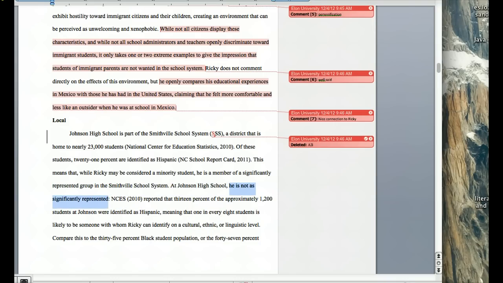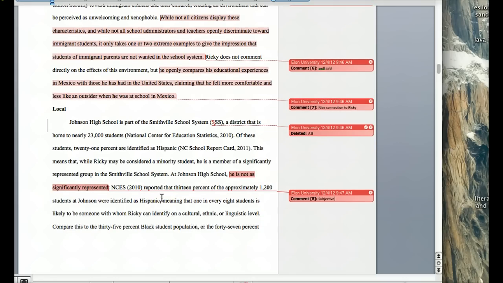The word significant can be tricky because what qualifies as significant is somewhat subjective. I would argue that 13% might be considered significant.